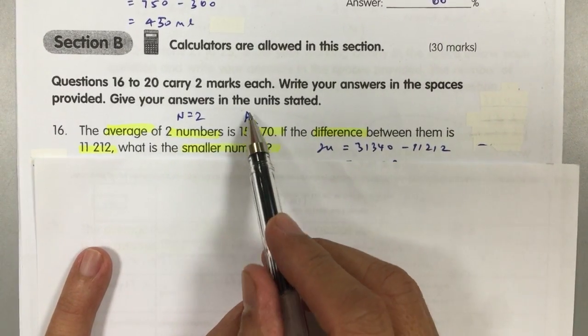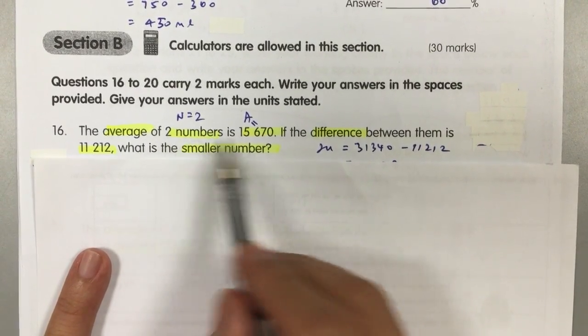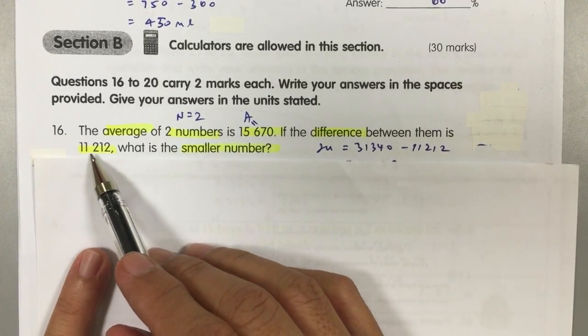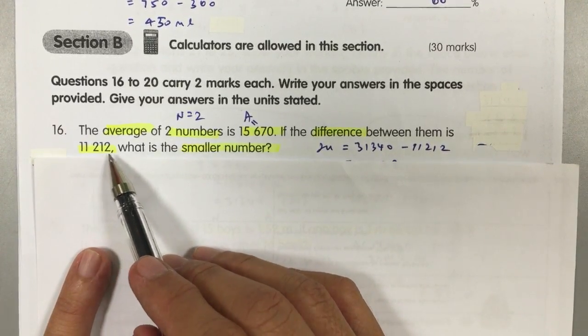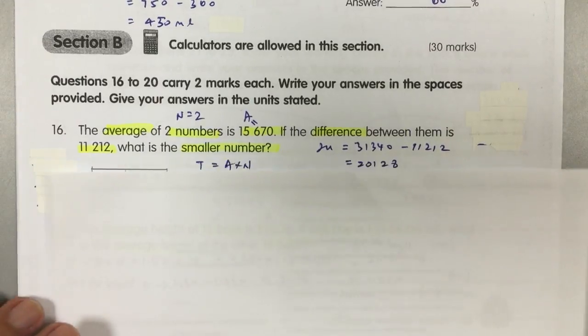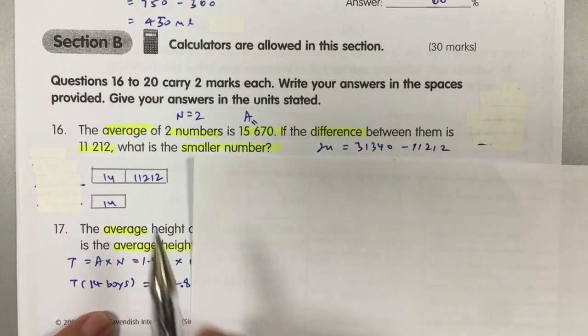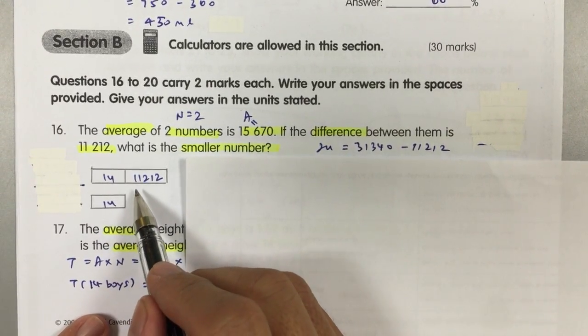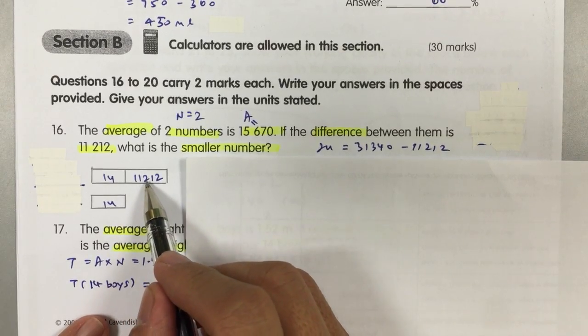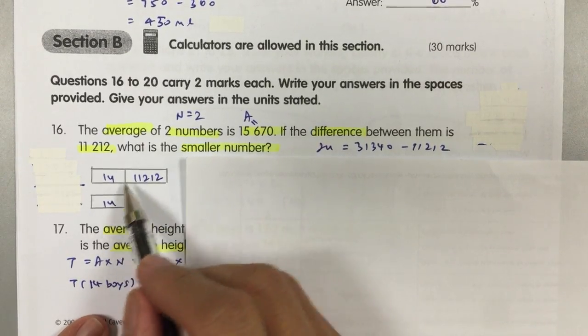15,670. So this is my average A, this is my N, which is 2. Difference between them is 11,212. What is the smaller number? You can draw a simple model. The bigger number is 11,212 more than the smaller number.